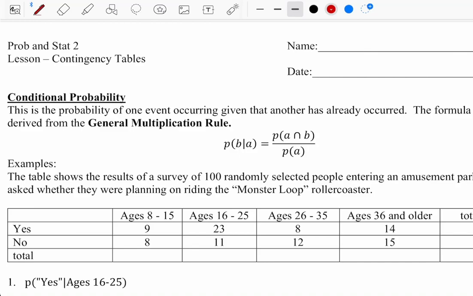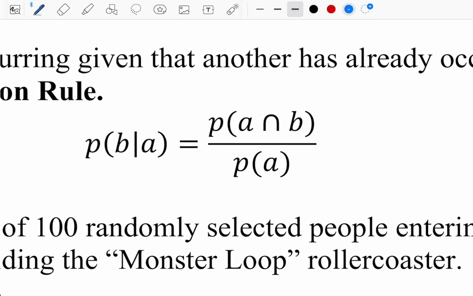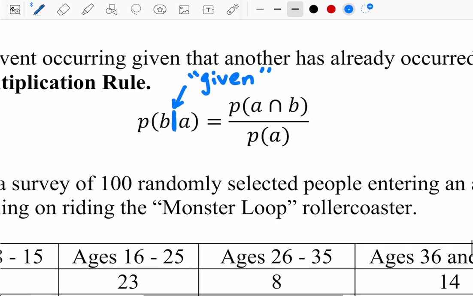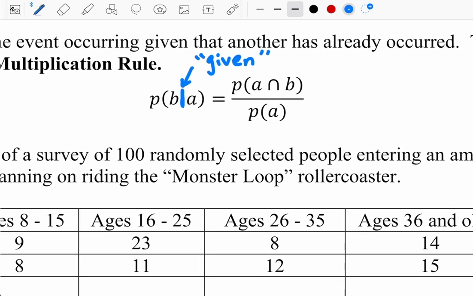We're going to use contingency tables to evaluate conditional probabilities. So we have a rule here that says the probability of B given A, that's what that vertical slash means, is equal to the probability of A and B, so there's the and symbol, over the probability of A.